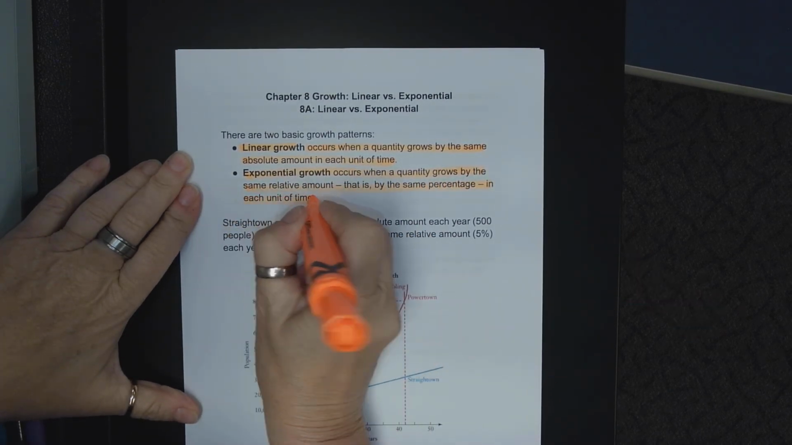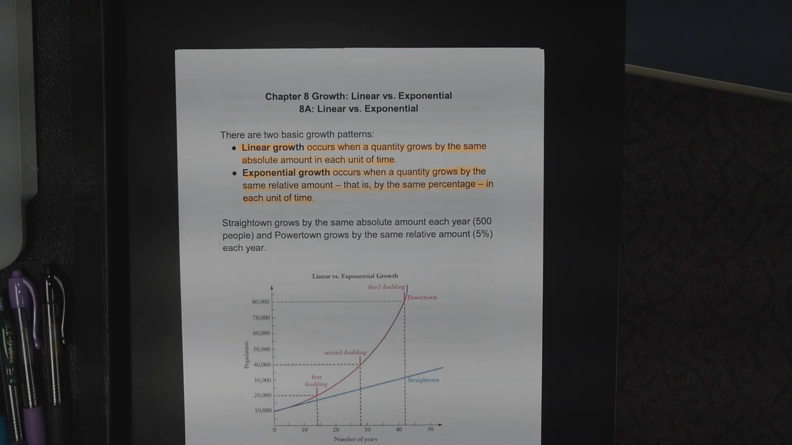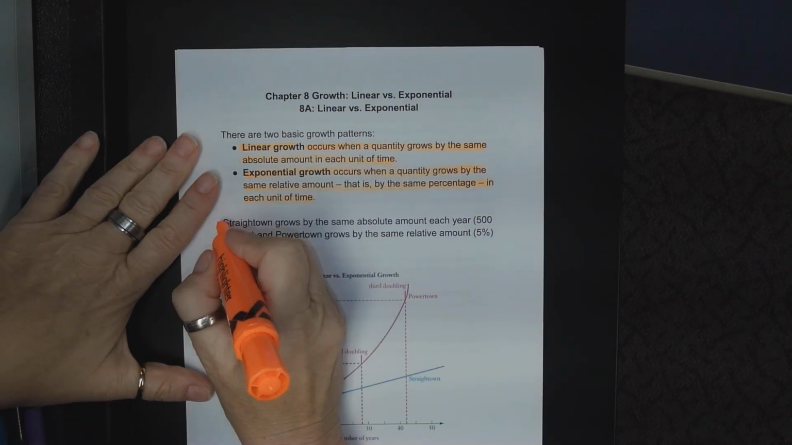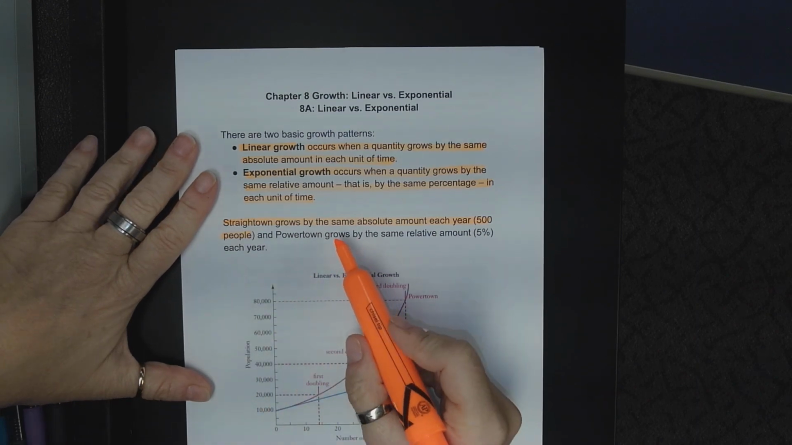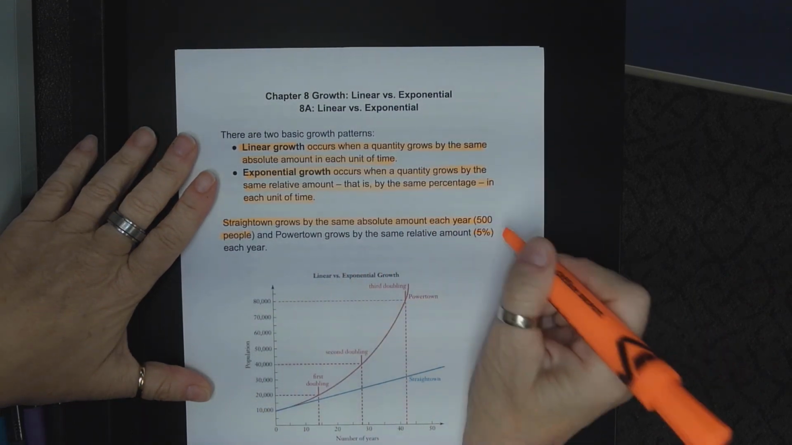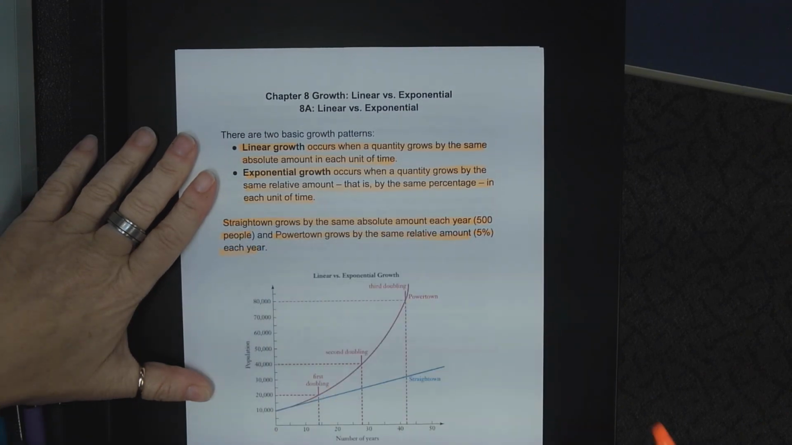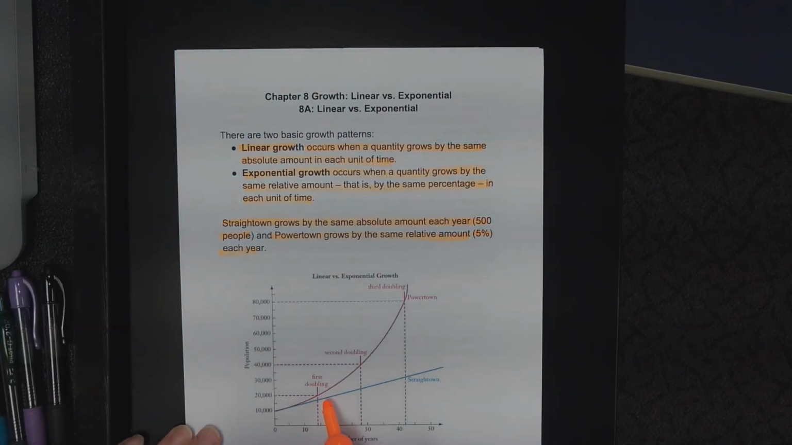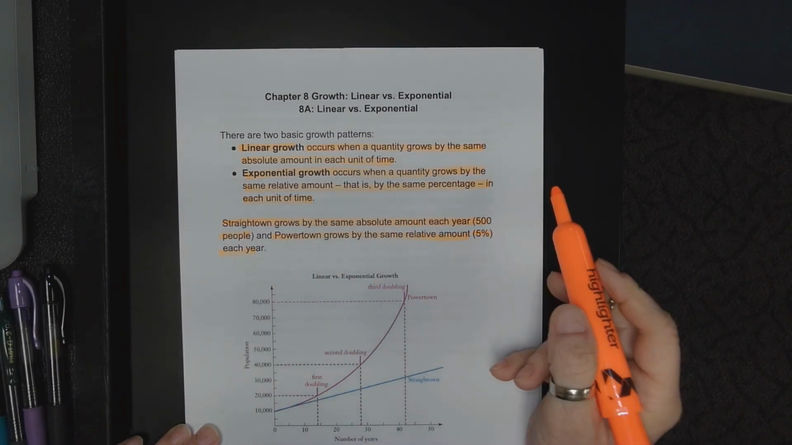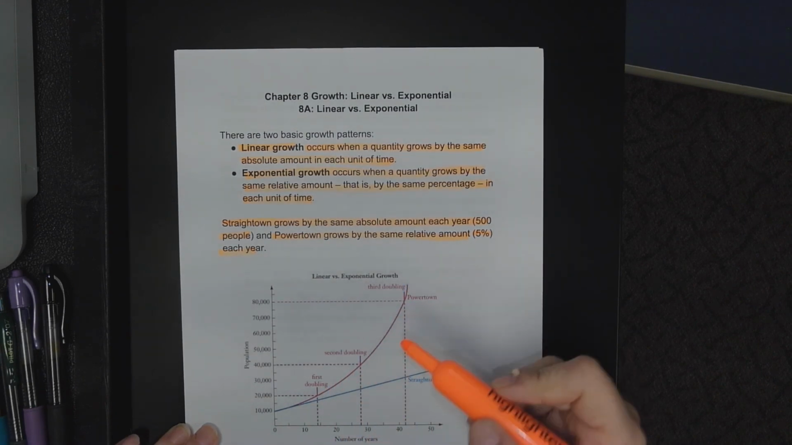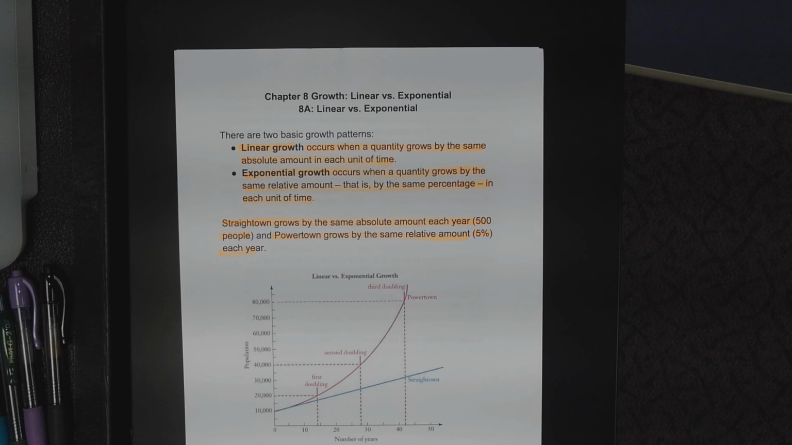unit of time. So let's look at Straight Town. Straight Town grows by the same absolute amount each year, which is 500 people. It grows by 500 people. Now, Power Town grows by the same relative amount, which is 5% each year. So you can see Straight Town grows by the same absolute amount, so it's linear. It grows in a straight line. And Power Town grows by a relative amount, which is a percentage, and it's exponential. So it curves. Exponential amounts usually curve.